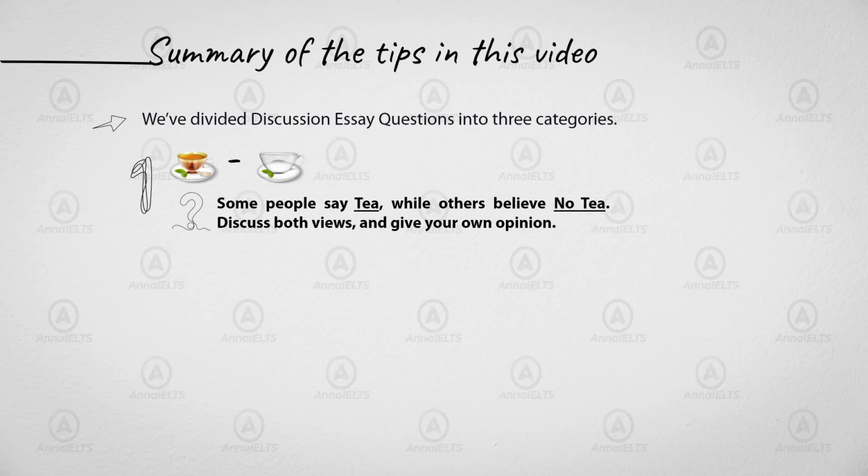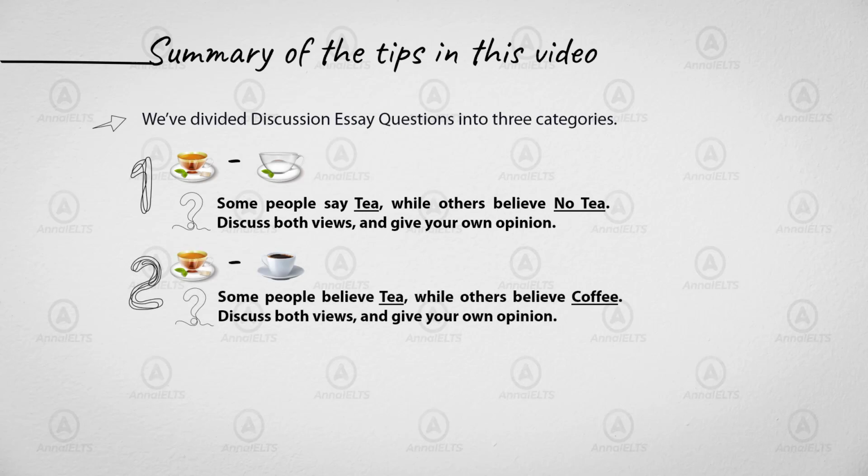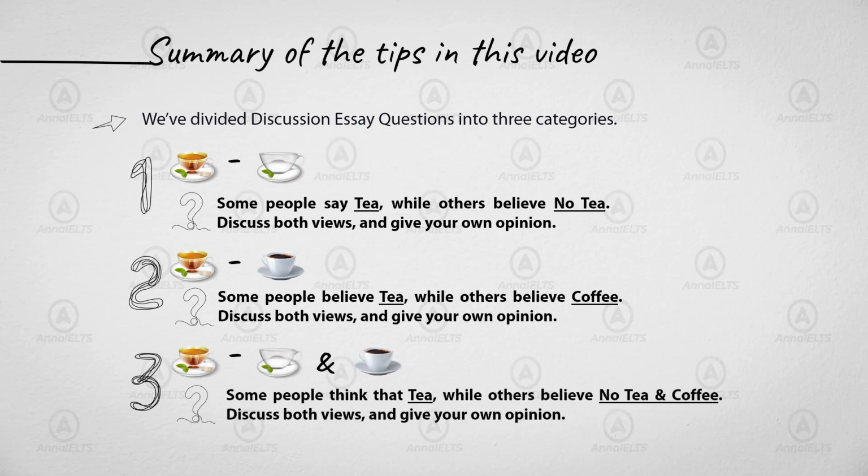Number 1, T, Noti. Some people say T, while others believe Noti. Discuss both views and give your own opinion. The second group is called Tea, Coffee. Some people believe tea, while others believe coffee. Discuss both views and give your own opinion. The third group is called Tea, Noti, and Coffee. Some people think that tea, while others believe Noti and coffee. Discuss both views and give your own opinion.